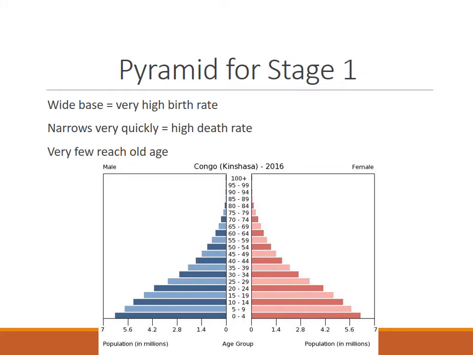This is supposedly a population pyramid for stage 1, where you see a very wide base reflecting a really high birth rate that narrows very quickly, right? It starts to drop off really quickly, showing a high death rate with very few people in the older age cohorts. Now, this shows the population for Kinshasa, Congo, all right?